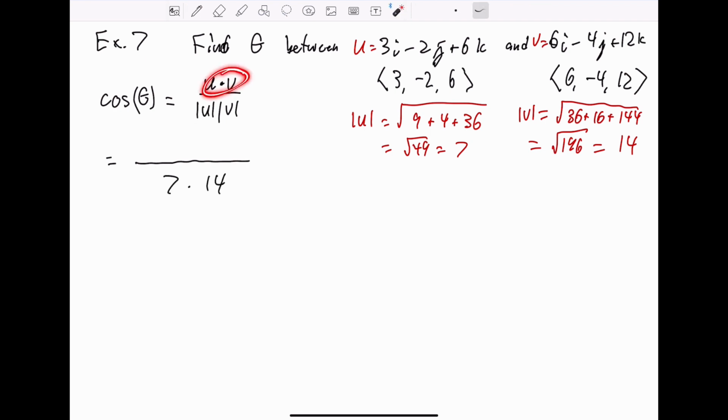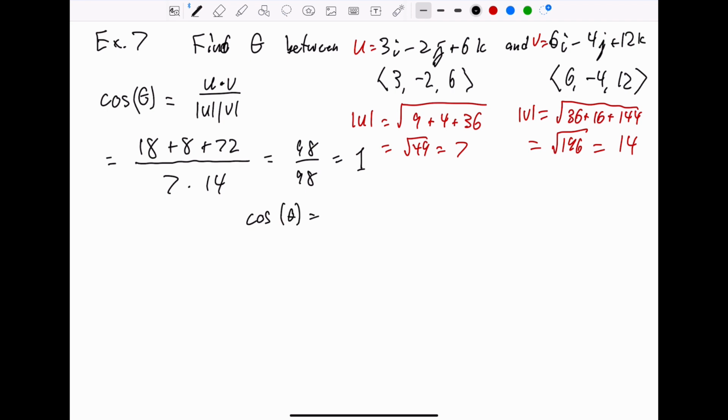Let's calculate the dot product now. 3 times 6 is 18, plus negative 2 times negative 4, that is plus 8, plus 6 times 12, that's plus 72. Working through this arithmetic, we are going to get 98 in the numerator and also 98 in the denominator, and this simplifies to 1. So we have the cosine of the angle between the two vectors equals 1.